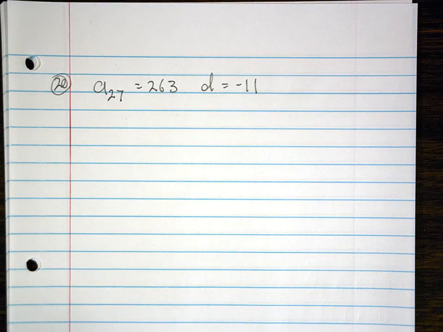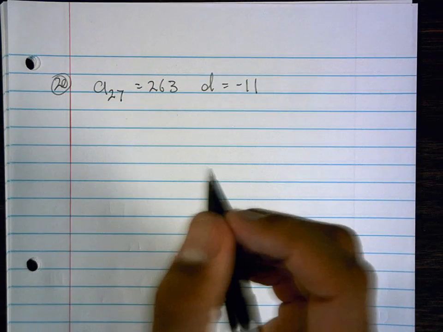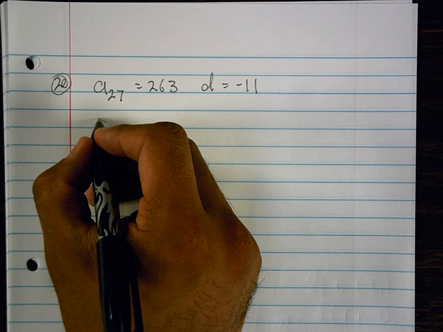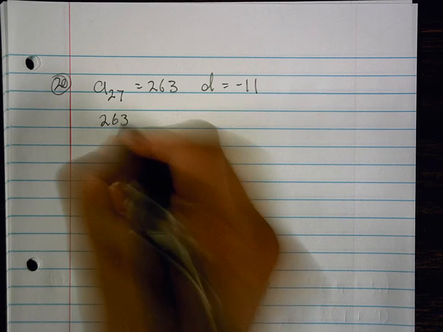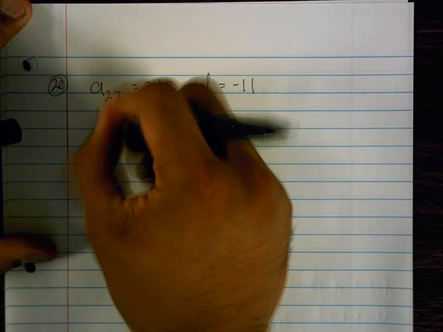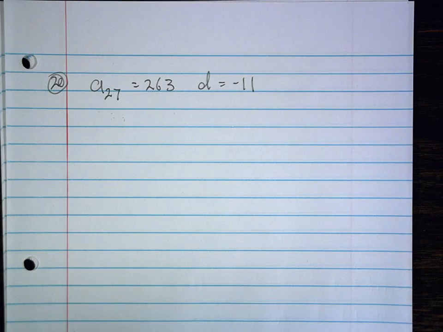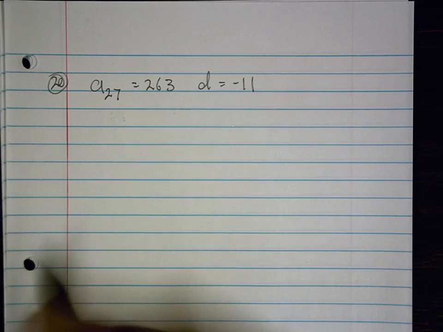So this is a d, so we're not using geometric, we're using arithmetic. Actually, let's hold off on that. Sorry. Let me explain what we're going to do first. First, we're going to plug this in. So we are going to write 263 here, but what we're trying to solve for is a sub 1. We don't have a sub 1. That's what we need. Okay.